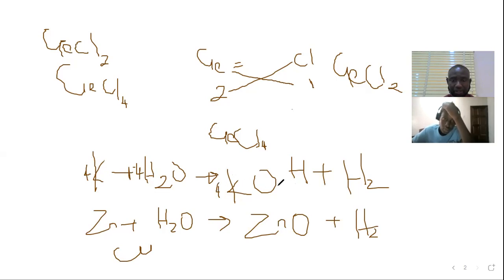We have 4 here. Hydrogen is 4. The last one, so this would be 2. So it's balanced now.